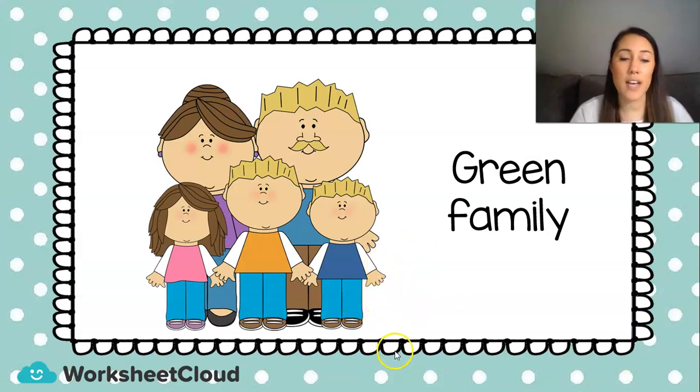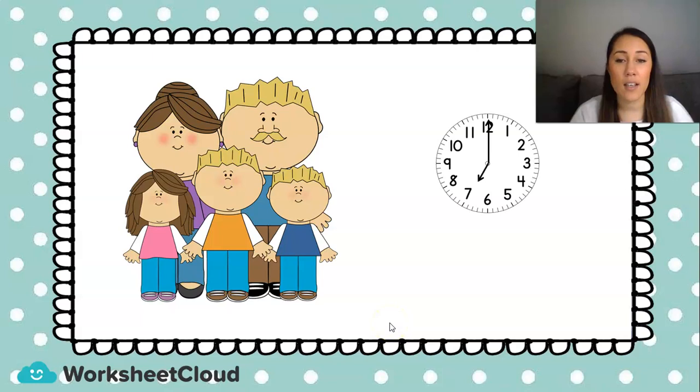Okay, so now we're going to have a look at the green family, and we're going to have a look at what their day looks like and how time passes from when they wake up in the morning to when they go to bed at night. So here's a mom and a dad, and it looks like there are 2 brothers, and there's a little sister. And the green family, they wake up at this time.